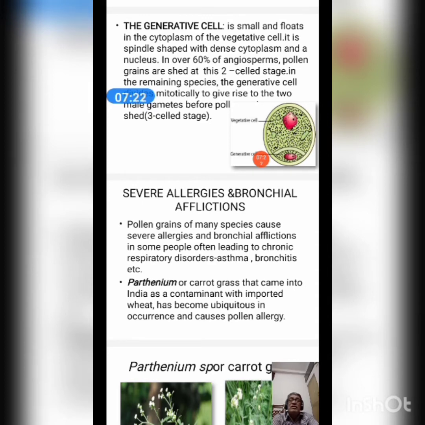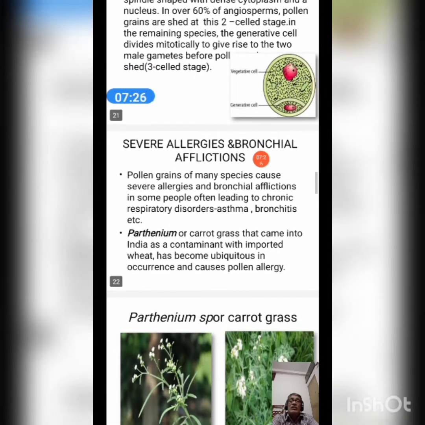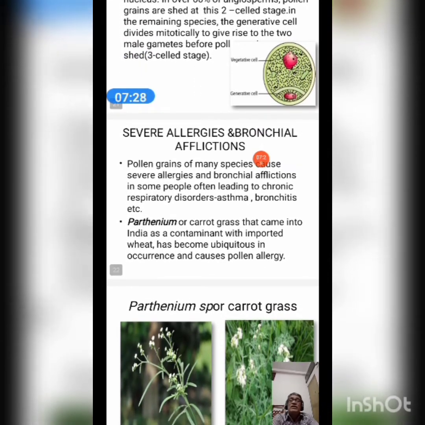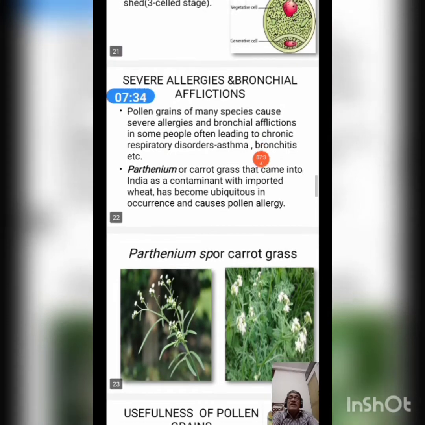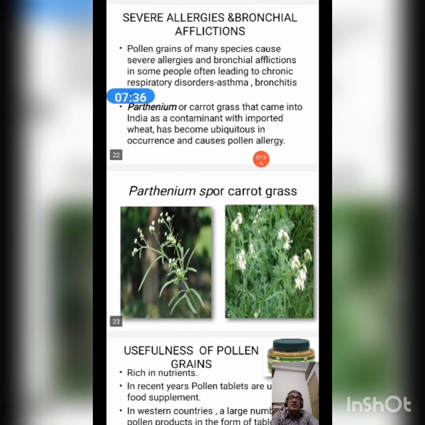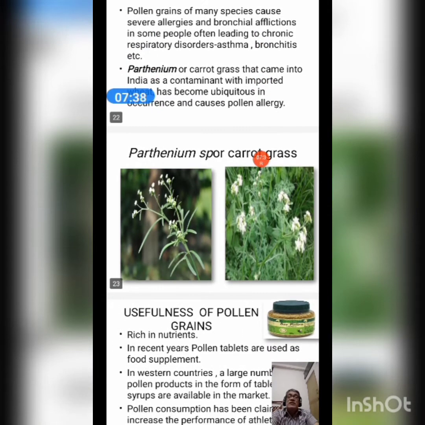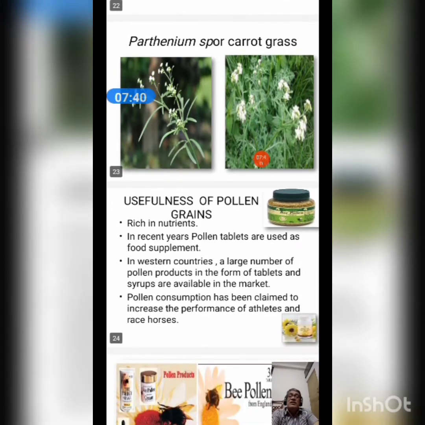Parthenium, or the carrot grass, which came into India as a contaminant with the imported wheat, has become ubiquitous in occurrence and causes pollen allergy. Here you see the picture of a parthenium or the carrot grass. Next, what are the usefulness of pollen grain?